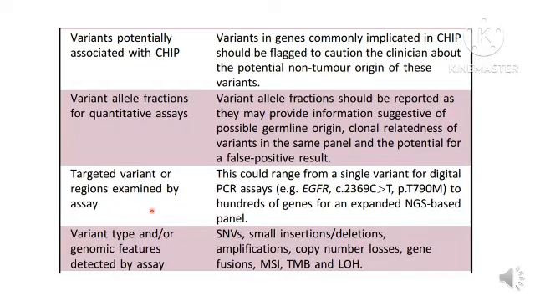Targeted variants and regions examined by the assay should be mentioned clearly. So what are the targets you are covering in your assay should be mentioned clearly. Variant types and genomic features detected by the assay. So what are all the variants your assay can detect? Most of the assays will detect SNVs in your liquid biopsy, but fusions are a little difficult to catch.